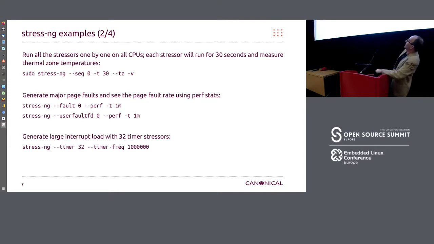So here it'll run each stress test on each CPU for 30 seconds. And the TZ option is show me the thermal zone information. So it will dump out how hot your system's got. Depending on what type of thermal zones you've got, it will tell you, for example, the CPU package perhaps, or maybe the ACPI thermal zone, or maybe different thermal zones. It depends on what your system supports. But it's a good way of seeing which stress tests make your system run too hot.